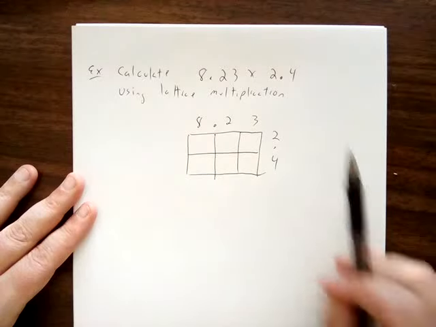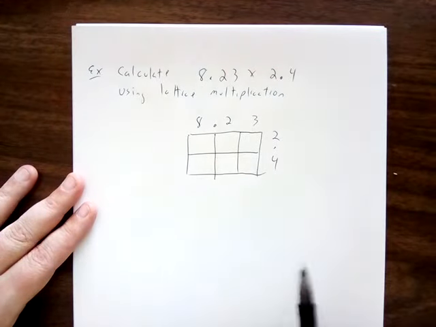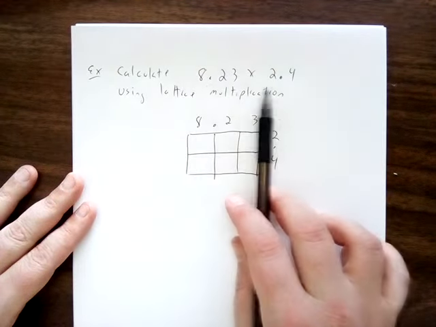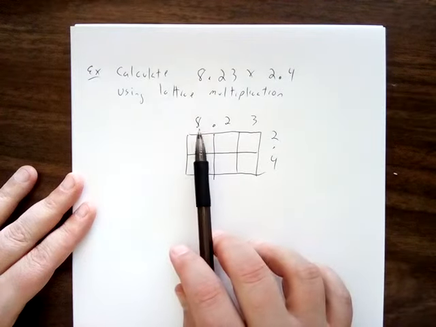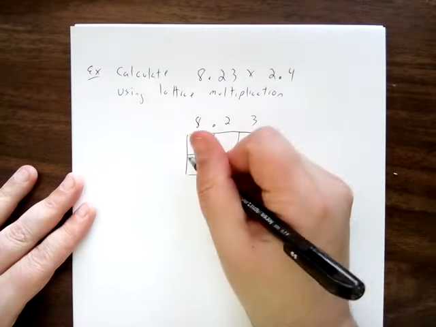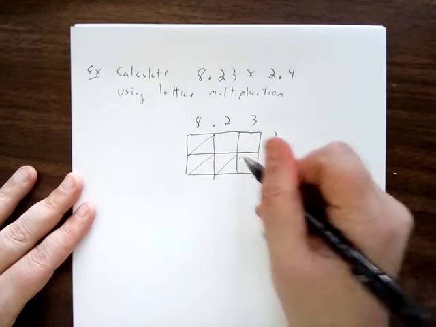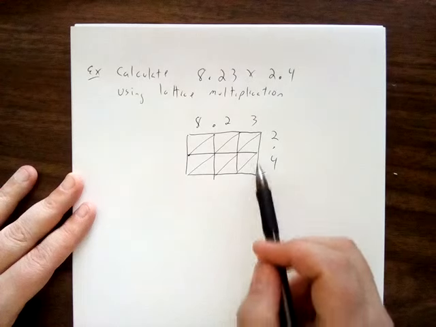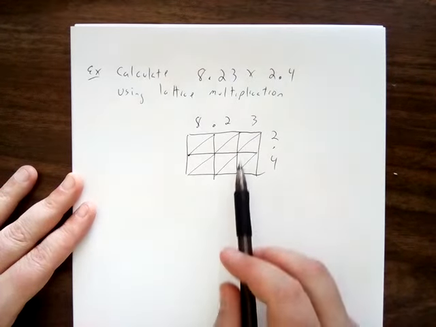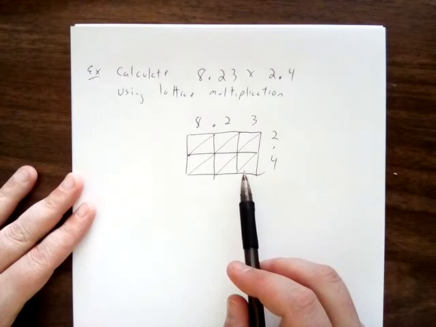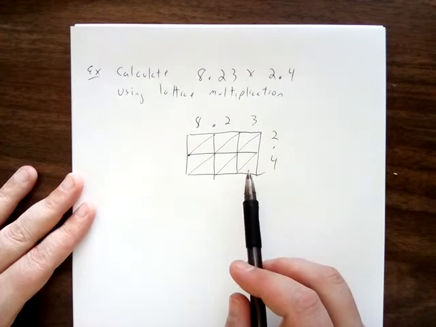In this video, I'll be calculating this product, 8.23 multiplied by 2.4, using lattice multiplication. Since I'm multiplying a 3-digit number by a 2-digit number, my grid, my lattice, will have 3 columns and 2 rows. And each of those grid squares will be subdivided from bottom left to top right, because for each of our digit by digit products we may have up to 2 digits that we'll need to write into that grid square, so we'll need a place for the tens place and for the ones.